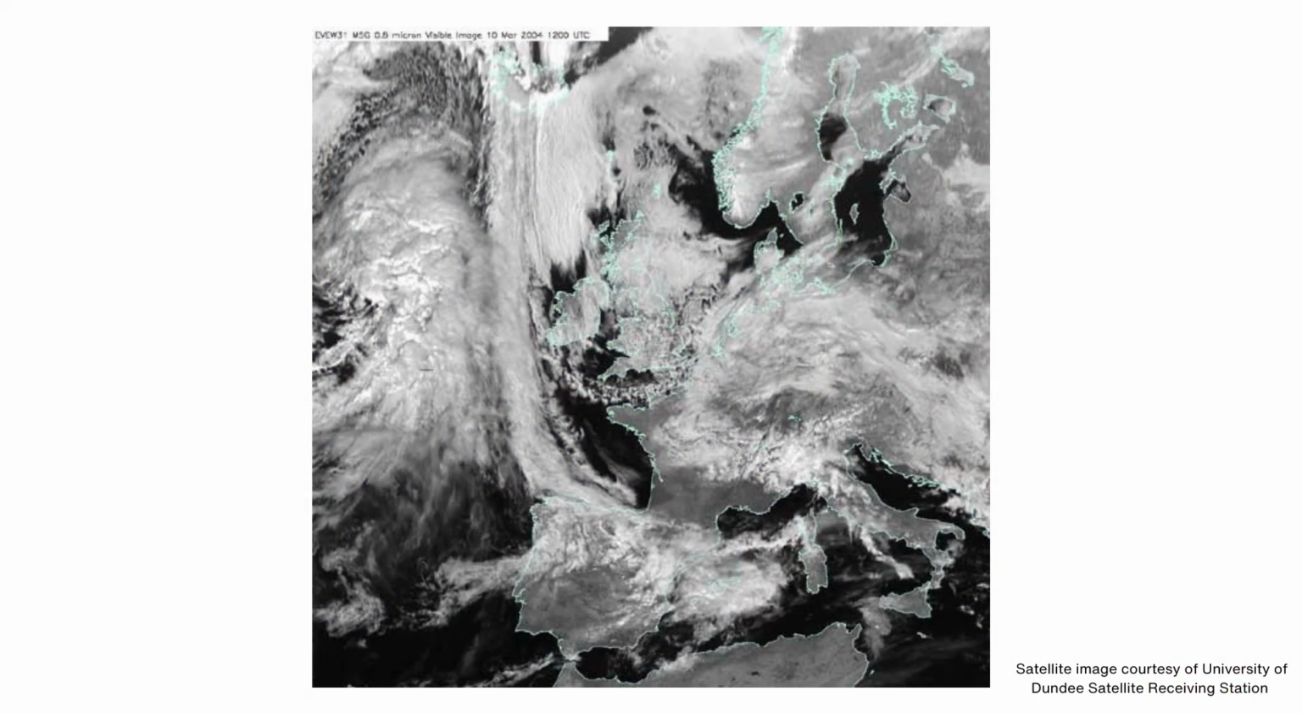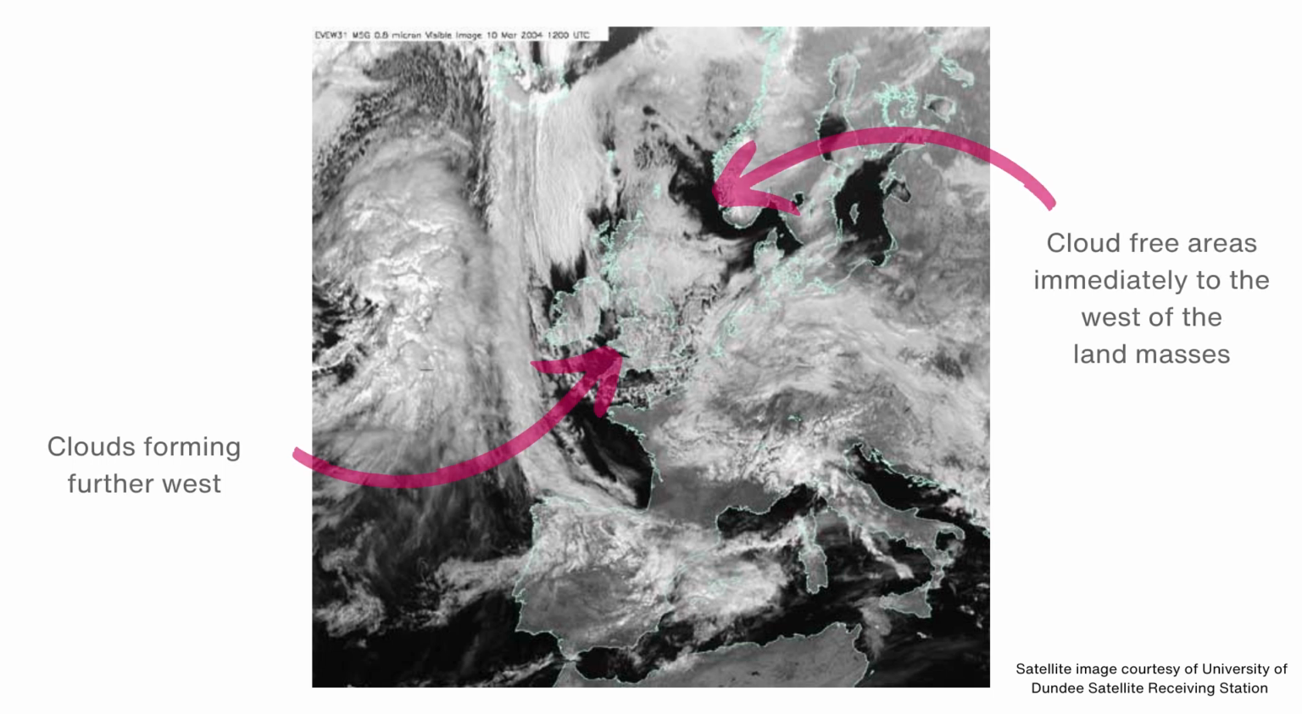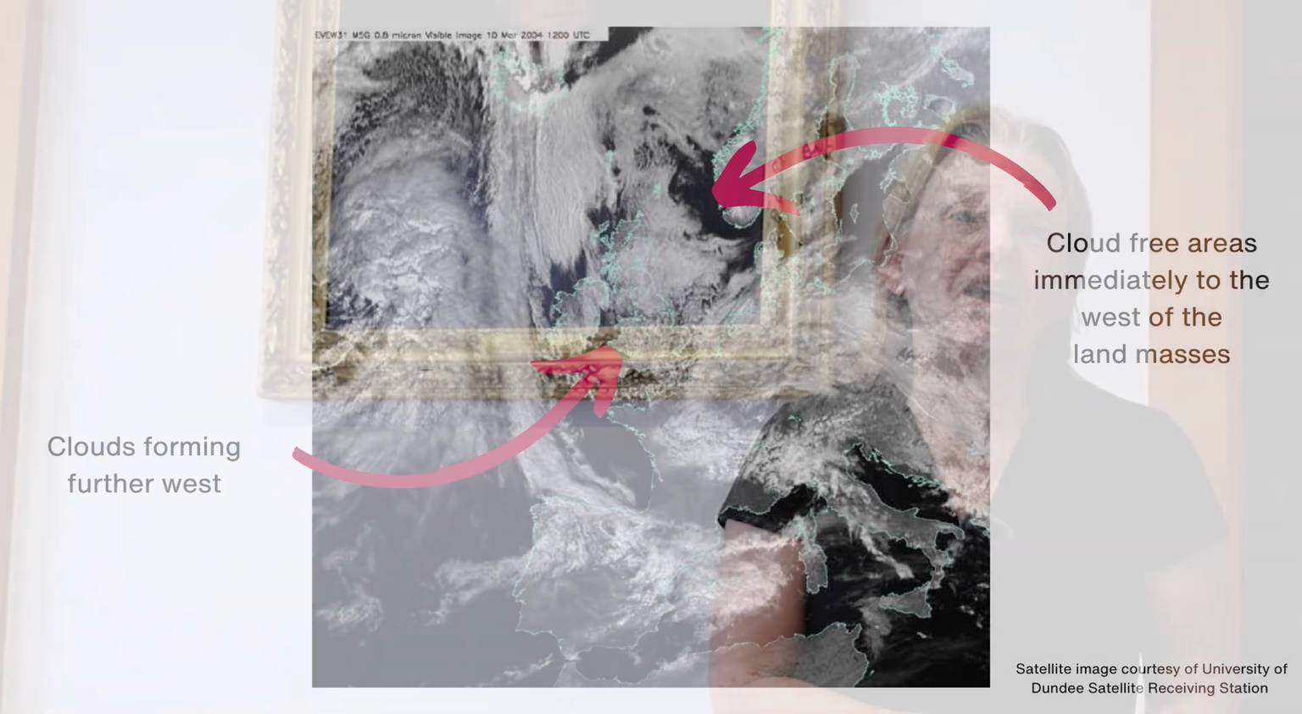This satellite image is typical for polar continental air. You can see the cloud-free areas immediately to the west of the land masses, so for example off the west of Scandinavia, with cloud forming further east. The Beast from the East in 2018 was an example of polar continental air mass meeting a depression, which was Storm Emma, and that obviously resulted in widespread snow.